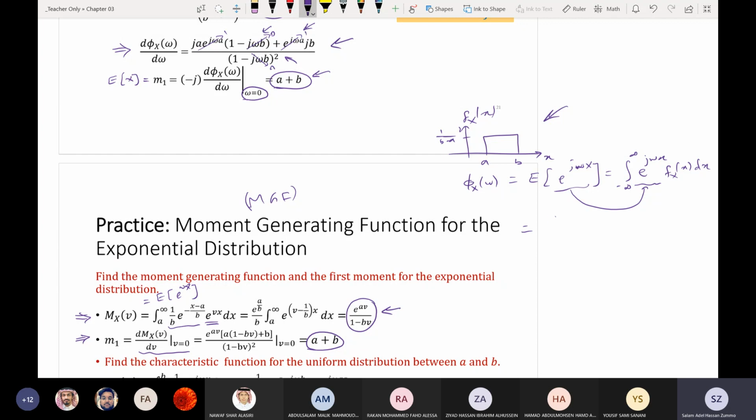Now, what is the PDF? What is the range of the PDF? From A to B. And what is the value of the PDF? 1 over B minus A, dx. So basically this is a constant, and we have only an exponential. So what is the integral of the exponential?